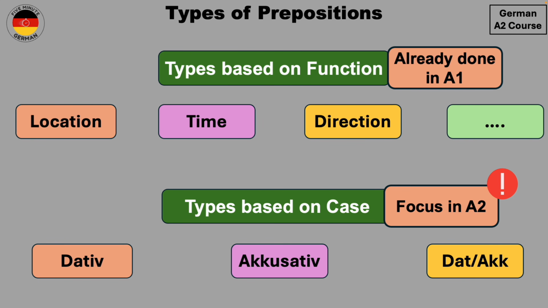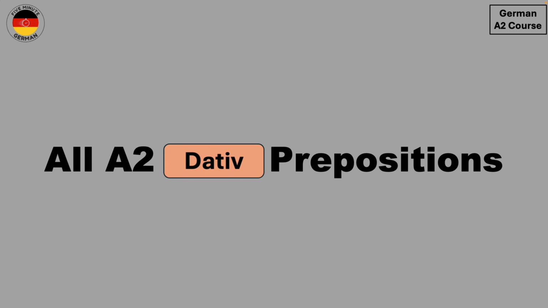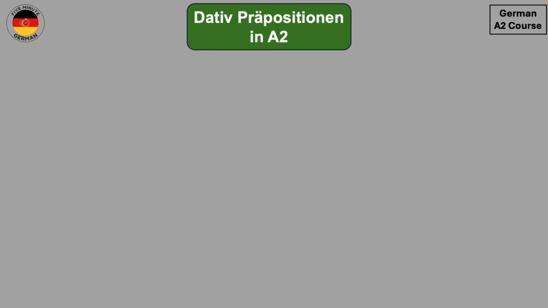Because if you divide the prepositions based on case, then it will be easier for you to know which type of article to use with which type of preposition. So as mentioned in this video, we will take a look at all the A2 dative prepositions. So the total number of dative prepositionen in A2 are 10.